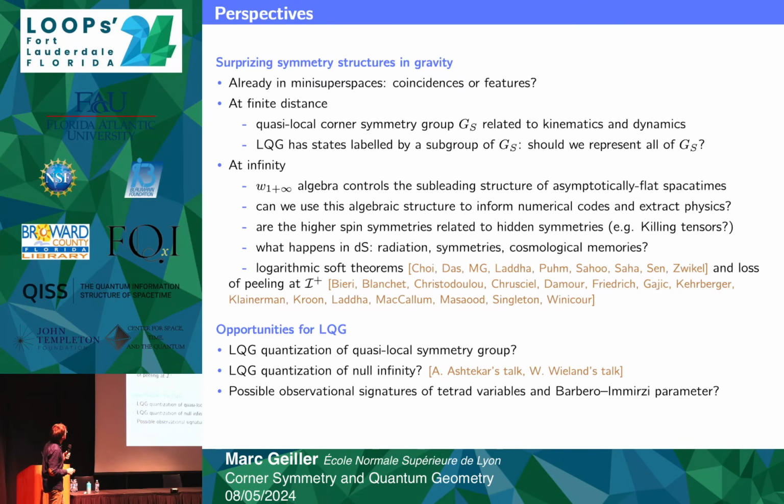So I conclude by giving perspectives, and I just leave this slide here. The point was just to show that there are surprising symmetry structures already in classical general relativity, already in minisuperspaces. So the question is whether these are just coincidences or features of general relativity. At finite distance, you can argue that there is this quasi-local corner symmetry group controlling the kinematics of the theory and the dynamics. You have to wonder whether LQG should have states which are labeled by all the representations of this corner symmetry group. At infinity, there is this very intricate structure. And the last point is that maybe this represents new opportunities for loop quantum gravity. And thank you.